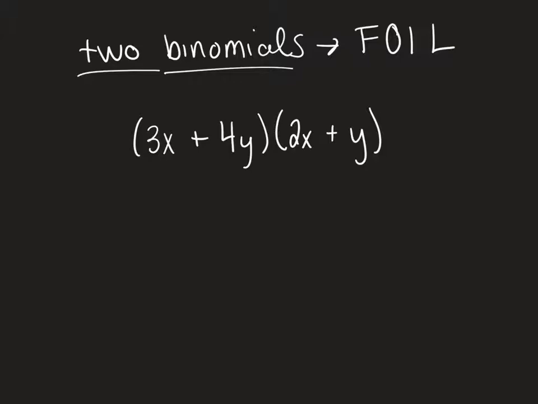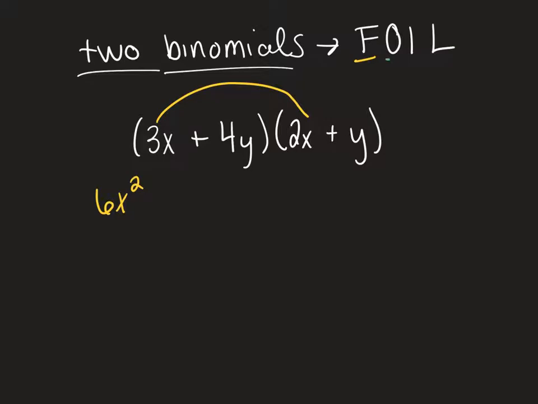So FOIL means we're going to do our first, right? So the first two terms of our binomial. So we're going to take our 3x times our 2x. Those are the first ones in each. So 3 times 2 is 6, x times x is x squared.